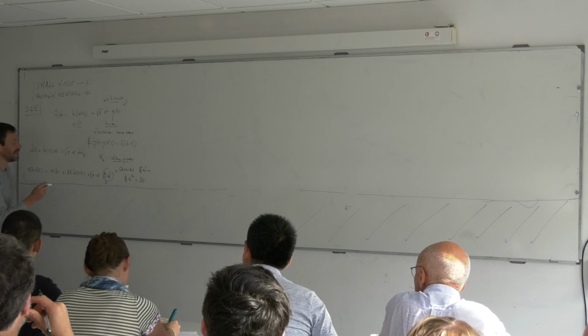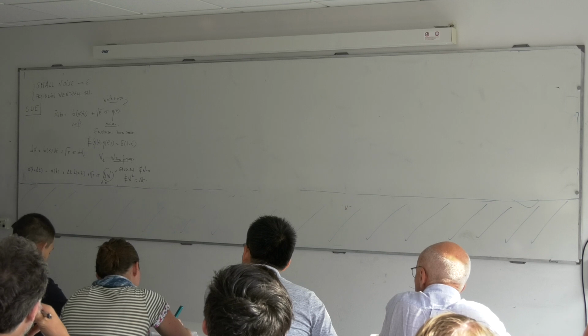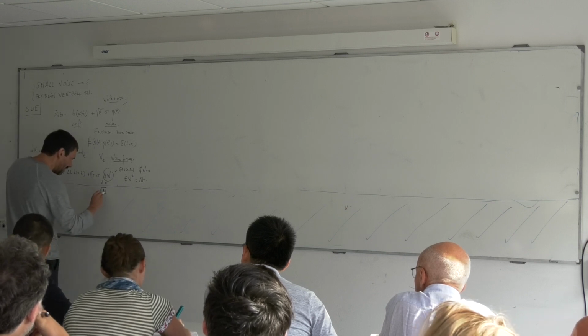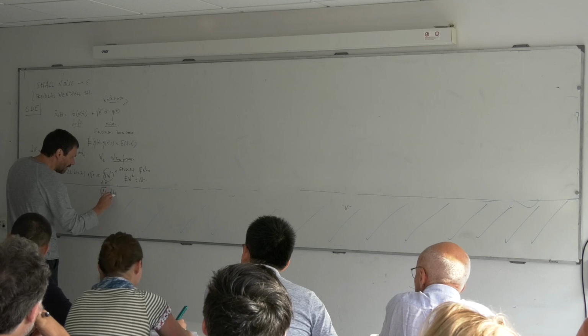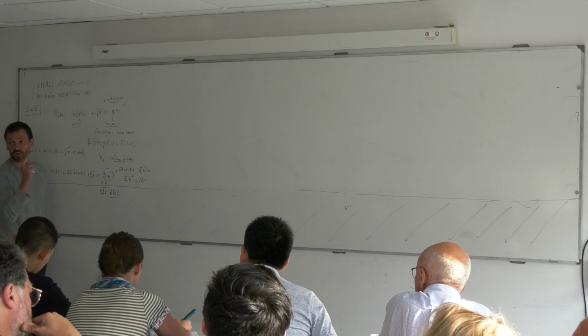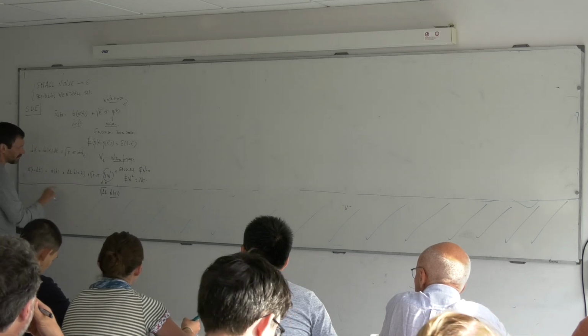You can write that, it's equality, what people sometimes write like that, equality in law or in distribution. You can write that as being square root of delta t times an N(0,1), where this is just a Gaussian with mean 0 and variance 1.